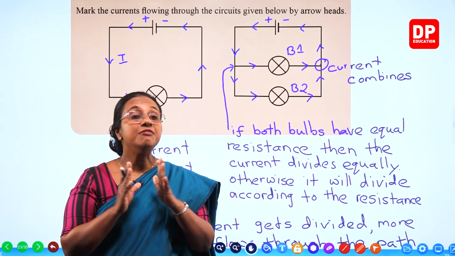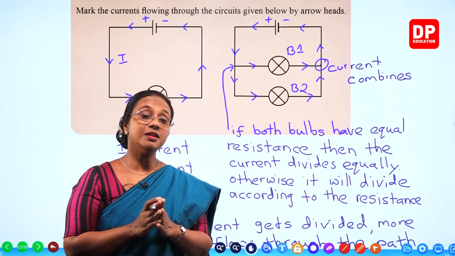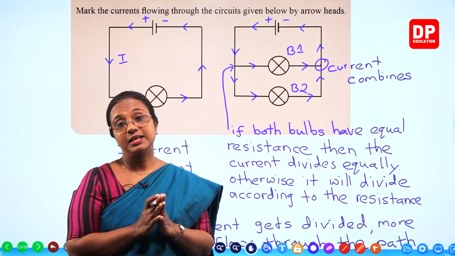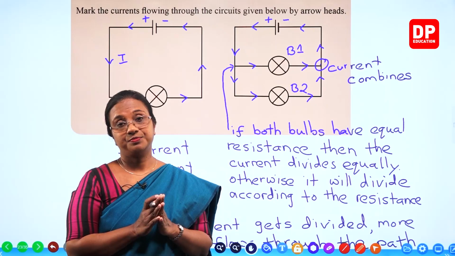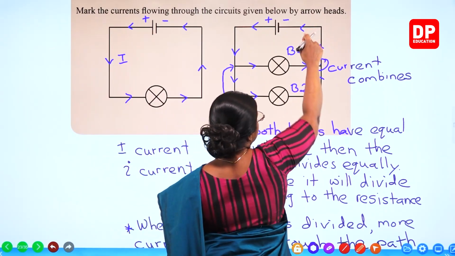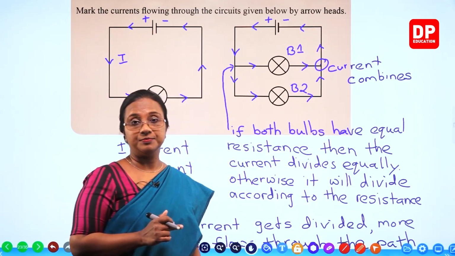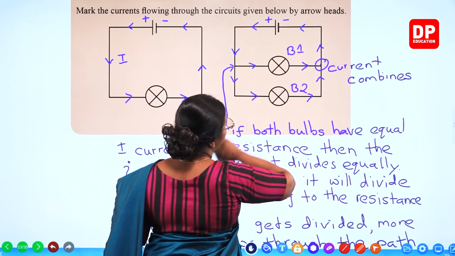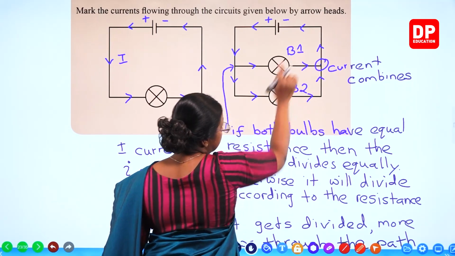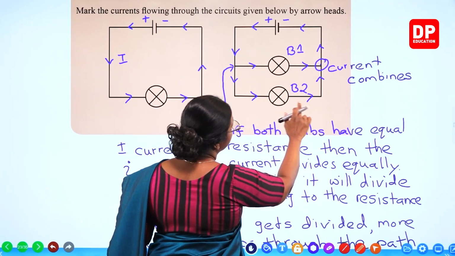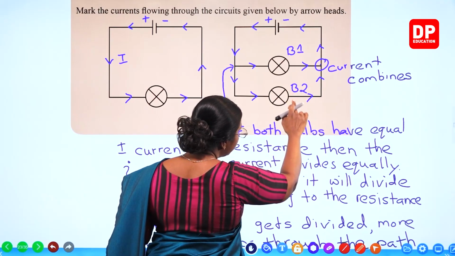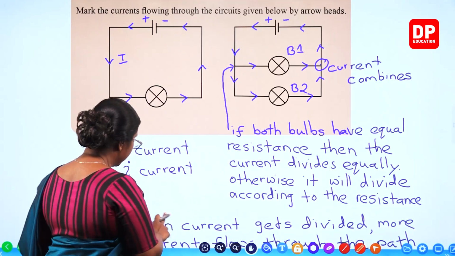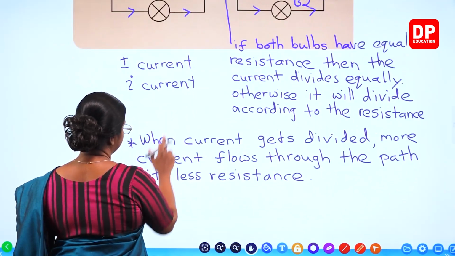So if you want to measure the current flowing through the full circuit, where will you connect the ammeter? You have to have the ammeter somewhere here. And if you want to find the current flowing through bulb 1, you have to have the ammeter here. If you want to find the current flowing through bulb 2, you have to have the ammeter there. I will show you all using the diagram.